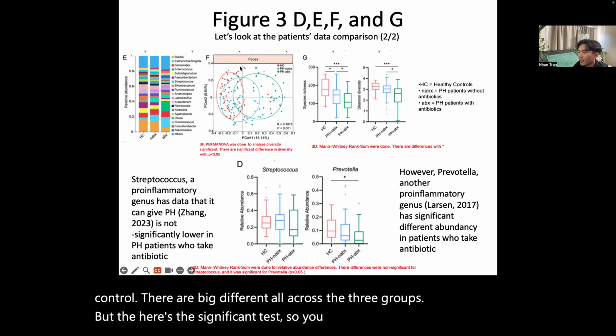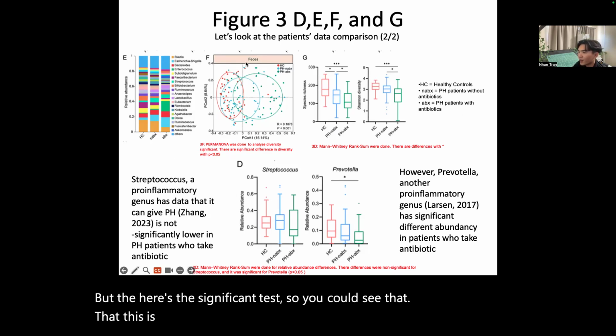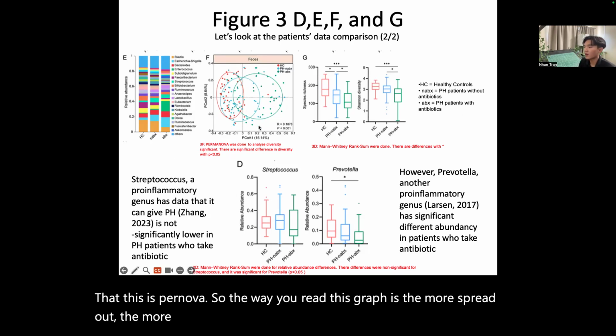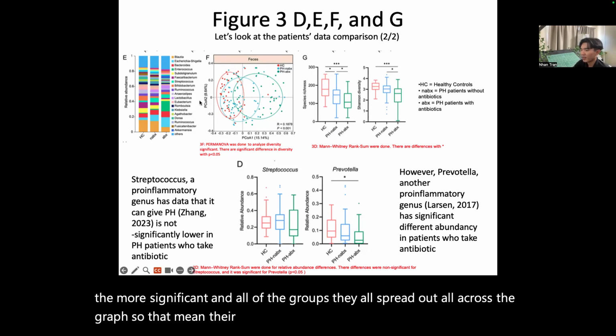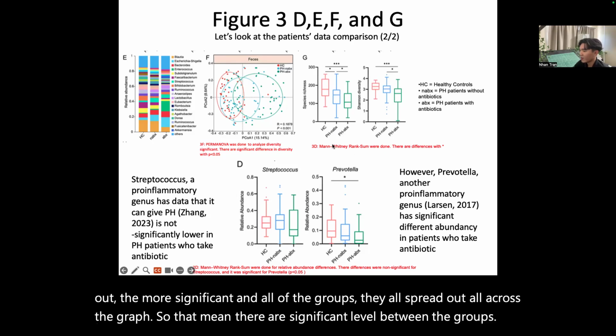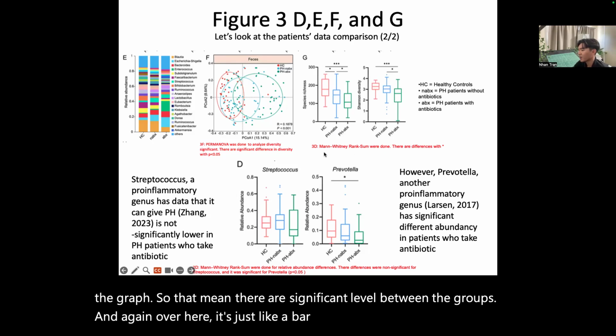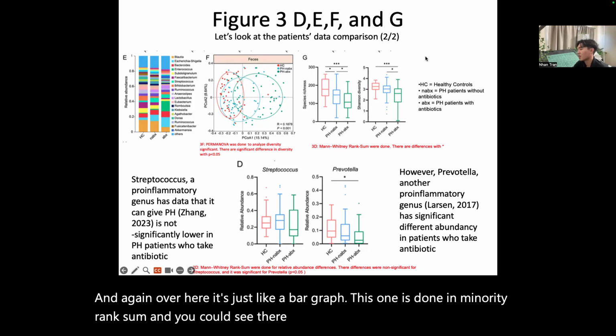So you can see that this is PERMANOVA. The way you read this graph is the more spread out, the more significant. And all of the groups spread out all across the graph, so that means there's a significant difference between the groups. And again, over here, it's like a bar graph. This one is done with the Mann-Whitney rank sum test, and you can see there are changes in diversity.